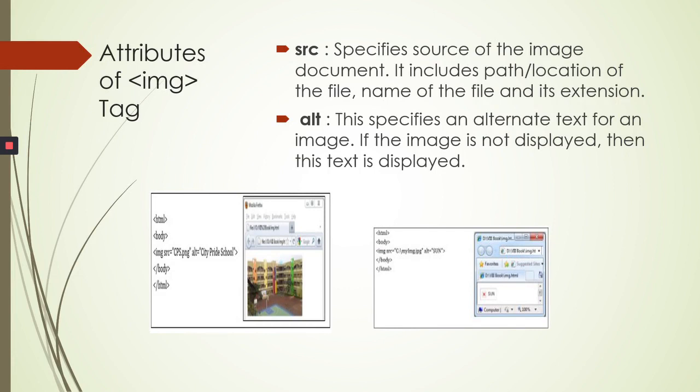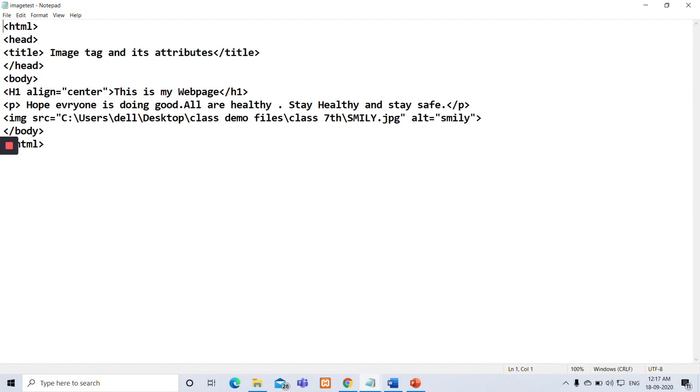There are a few attributes of the image tag. So before we start with the attributes, let me show you how the image tag works on your notepad. This is your notepad file. HTML tag, head, title, image tag and its attributes, head close, body opens, opening tag of body, H1 align center. This is my web page, H1 close. We can make it a small h. Yes. Then P tag opens with a single line and an image tag, that is img.